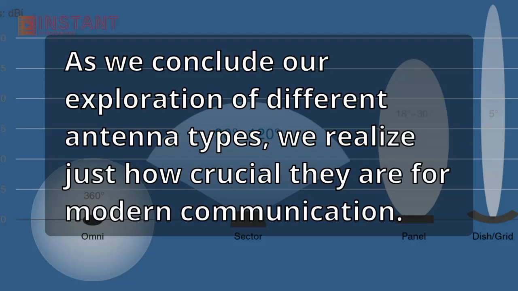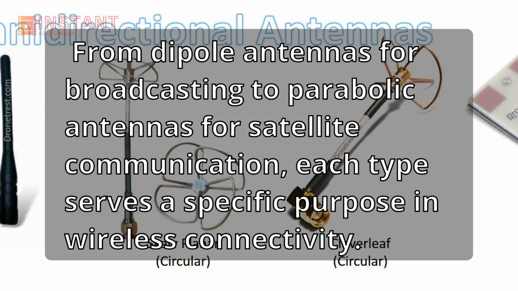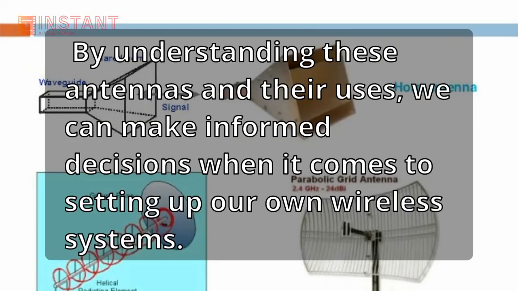As we conclude our exploration of different antenna types, we realize just how crucial they are for modern communication. From dipole antennas for broadcasting to parabolic antennas for satellite communication, each type serves a specific purpose in wireless connectivity. By understanding these antennas and their uses, we can make informed decisions when it comes to setting up our own wireless systems.